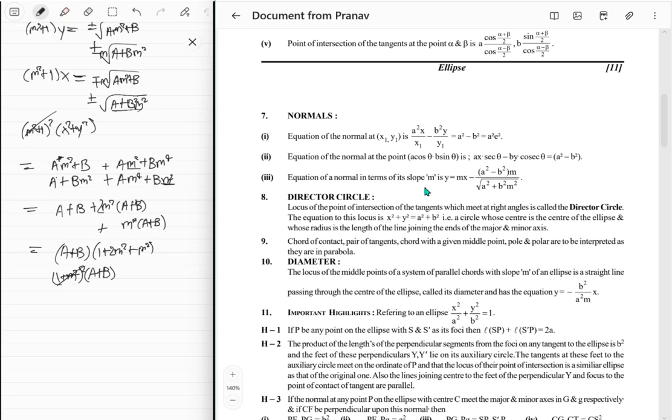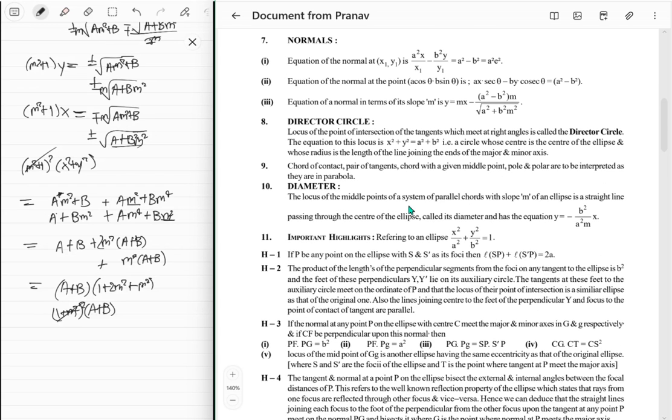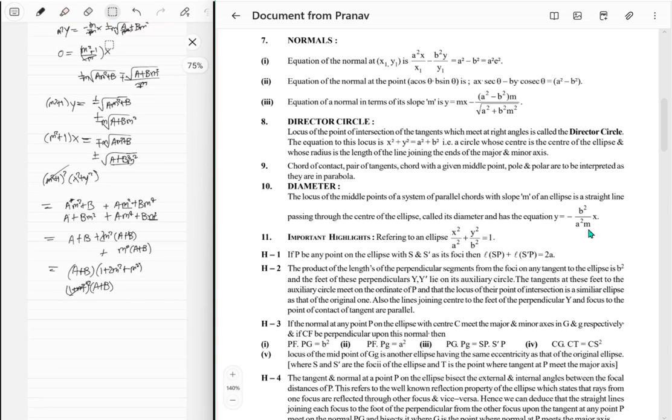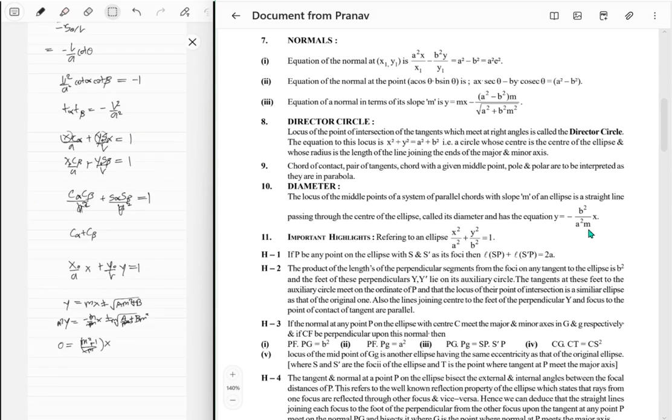So, right. Wait, what was I doing? Directrix locus. Then diameter. The locus of the middle points of the system of parallel chords with slope m of an ellipse is a straight line passing through the center of the ellipse, called its diameter, and the equation of it, right. Okay, this is of course from the linear transformation. So first, I have to show you how the slopes change.